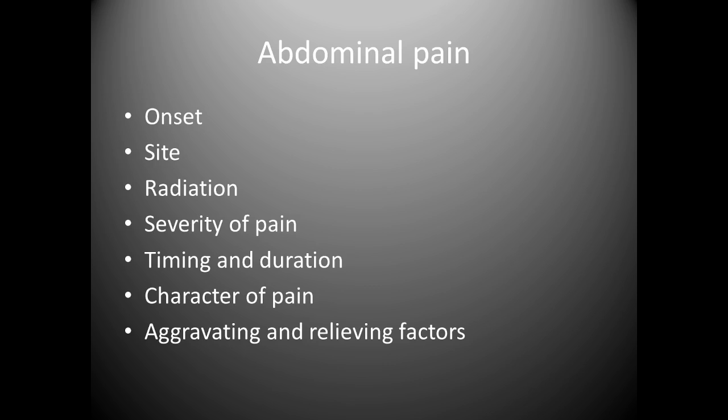Now we move on to define these abdominal symptoms one by one. First one is pain in abdomen. So onset of pain can be acute or insidious. Now site, we have to ask if the child is old enough to tell about the location of the pain, then we have to ask about the site of pain.